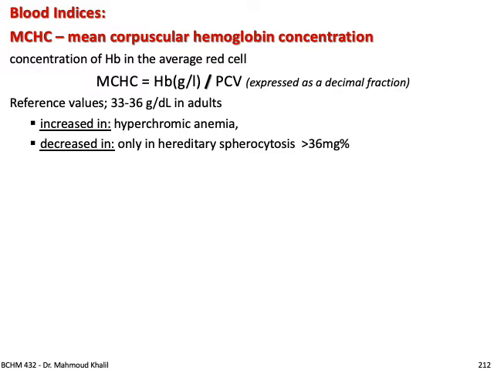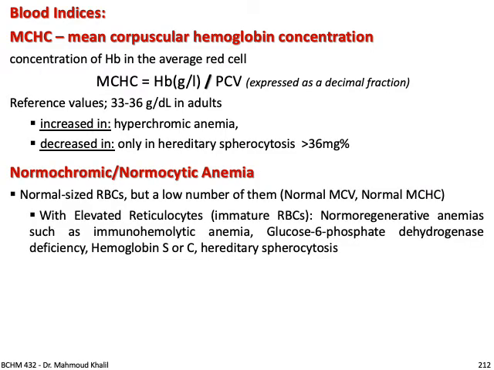The mean corpuscular hemoglobin concentration. Actually, it's the hemoglobin concentration divided by the hematocrit. It is the concentration of hemoglobin in the average red blood cell. The reference value is 33 to 36 gram per deciliter in adults. It increases in hyperchromic anemia, and decreases only in hereditary spherocytosis, more than 36 gram percent.